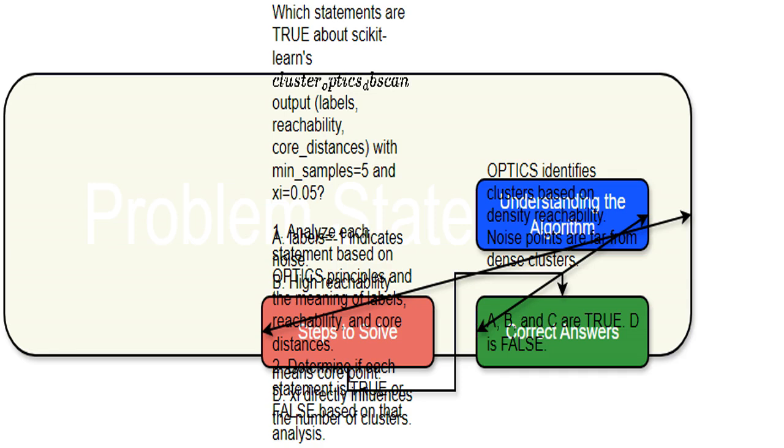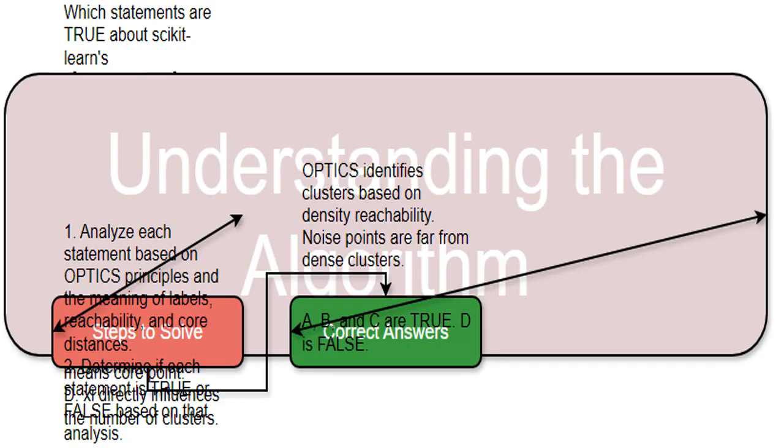The problem asks us to interpret the results, specifically identifying noise points using a "min_samples" of 5 and an "eps" of 0.05. Think of it as a detective puzzle. We've got clues, the output data, and need to figure out who are the noise points. The bad guys in our dataset.